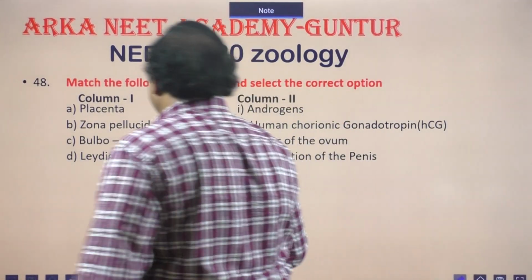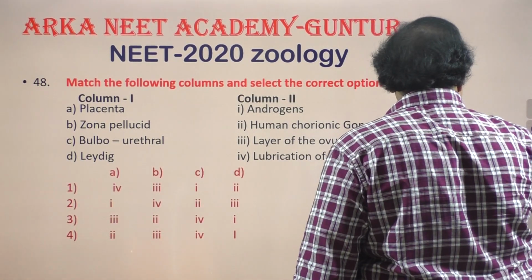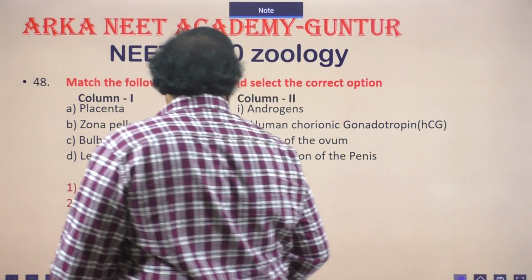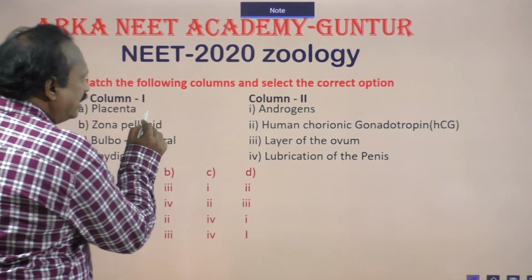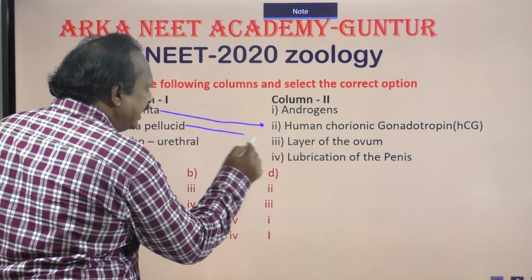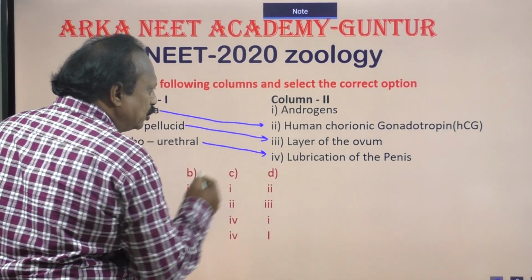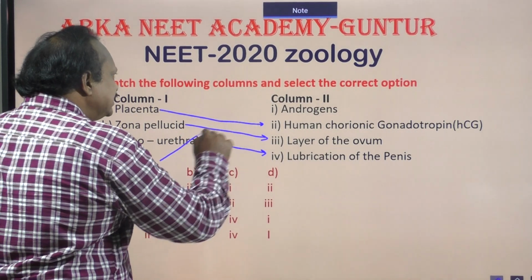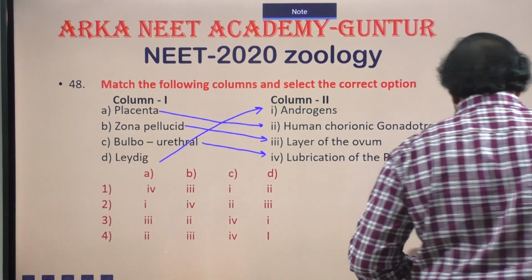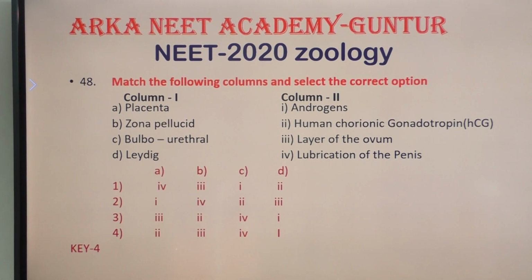Now look at this one here. This is the key. Placenta, human chorionic gonadotropin hormone. Zona pellucida, this is a layer around the ovum. Bulbourethral gland secretion helps in the lubrication of the penis. Leydig cells secrete the androgens. The important androgen is testosterone. This is the correct match. So the correct option is 4.